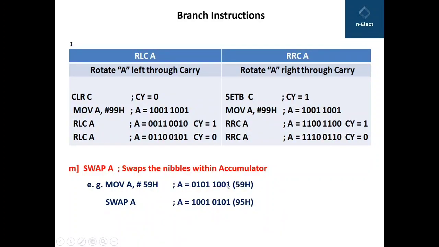is the lower nibble. So after the SWAP A instruction, the nibbles will be swapped. Means this nibble will come to this side and this nibble will come to this side. So therefore, instead of 59, you will get the result 95.